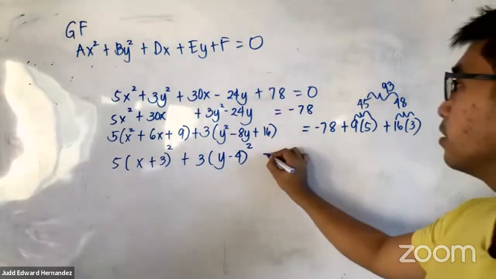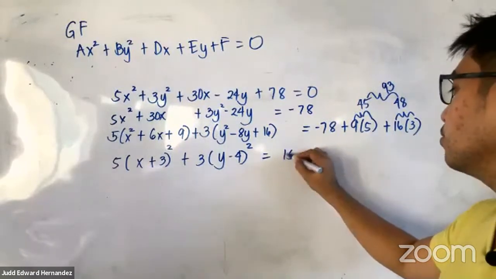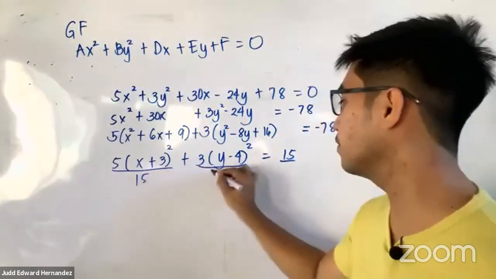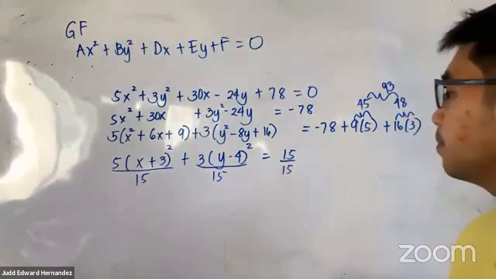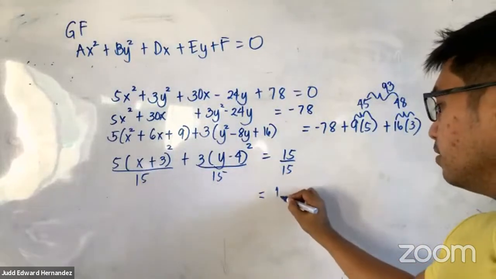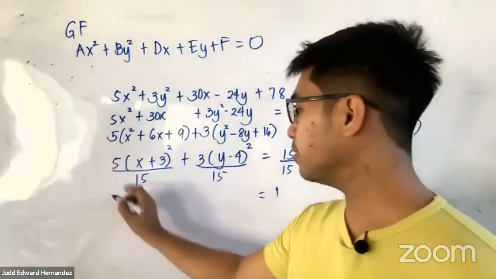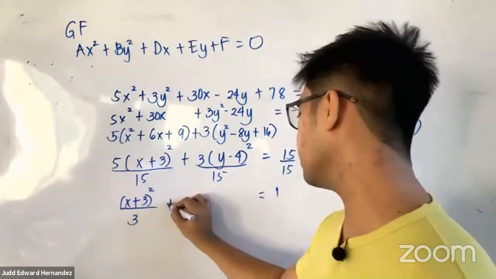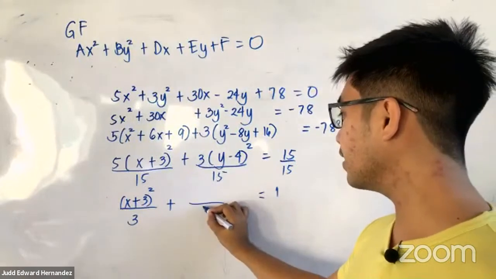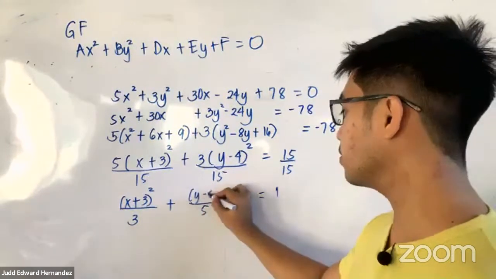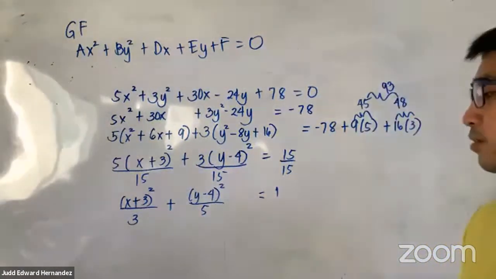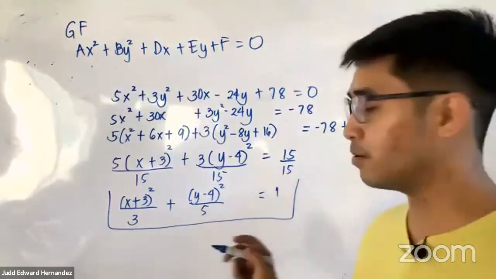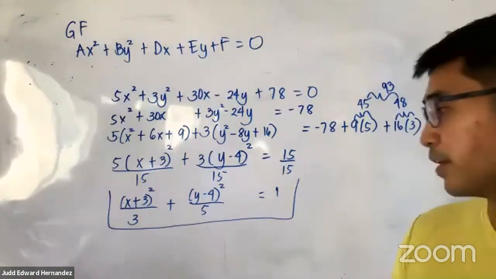Since we need to convert this into the standard form, therefore, we need to divide all the terms by 15. Okay. And since we have 15 over 15, that becomes 1. 15 divided by 5, that is 3. Therefore, the numerator is x plus 3 quantity squared over 3 plus 15 over 3, that is 5. And this becomes y minus 4 quantity squared over 5 is equal to 1. Therefore, what is the major axis? The major axis now is major vertical.